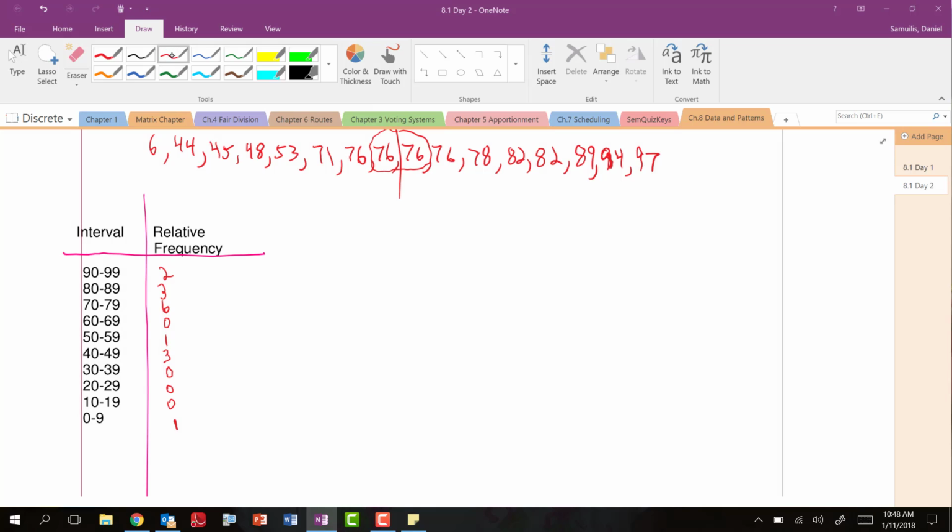Divided by what? Did you guys say it? Divide each one by 16 and get the decimal. Can I have someone help me on that? What's 2 divided by 16?